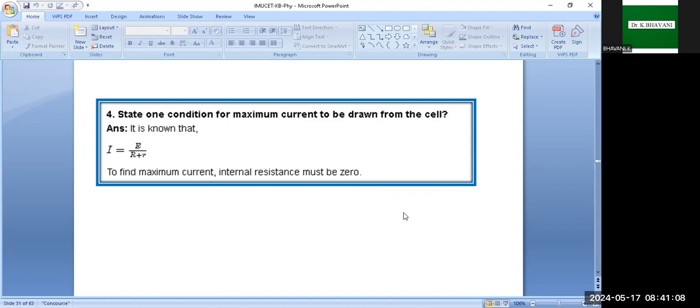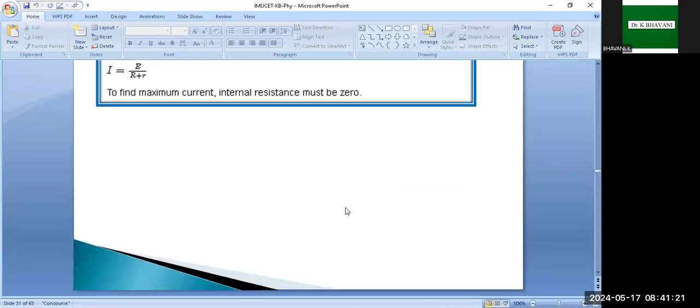State one condition for maximum current to be drawn from the cell. That is I = E/(R + r), that is, internal resistance must be 0.